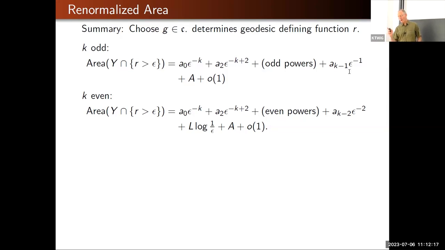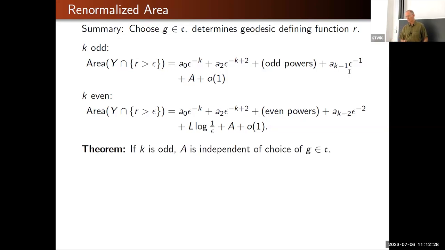They all change. However, what's amazing, it turns out to be understandable without too much difficulty, but the constant term is independent of the choice of scale. So that's this theorem. Suppose k is odd, then the constant term in this expansion is independent of the scale that you chose at infinity, which determines the r. It's a little surprising because, like I said, all these other terms, which are much higher in the expansion, do change, but a doesn't.